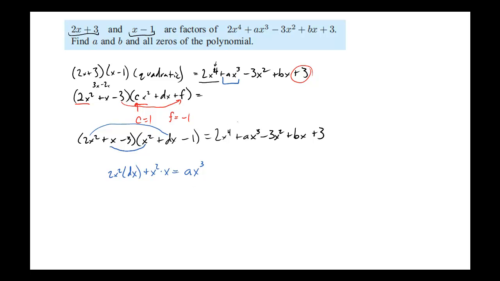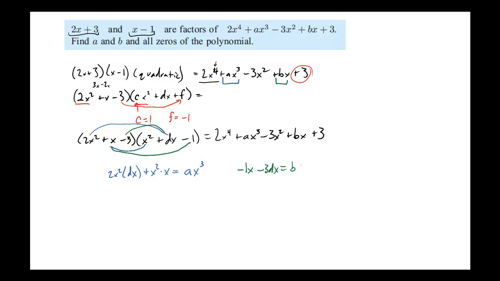Okay, let's see if we can do a similar thing now for the bx. How do I get x? Well, I get x by taking something with x and multiplying by a constant. So x times negative 1. So negative 1x. And then also the negative 3 times the dx. So minus 3 dx. And those are the only 2 ways I can get an x.